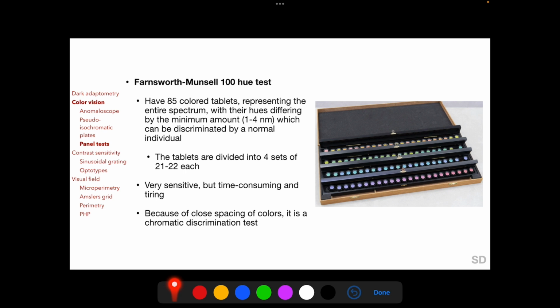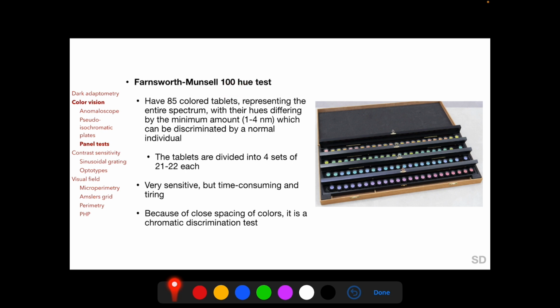The two commonly employed panel tests are the Farnsworth-Munsell 100 hue test and the Farnsworth panel D15 test. The 100 hue test has 85 colored tablets or caps instead of the original 100, because 85 caps have been found to be sufficient. These 85 caps represent the entire spectrum with their colors differing by the minimum amount of 1 to 4 nanometers, which can be discriminated by a normal individual. The tablets are divided into 4 sets, with the first set containing 22 tablets and the remaining 3 sets containing 21 tablets each.